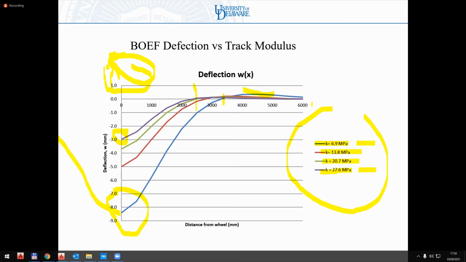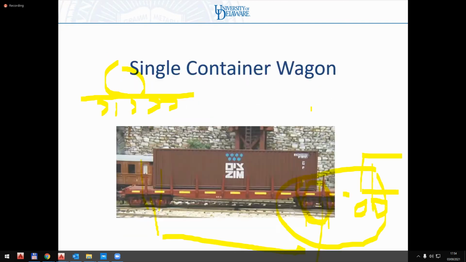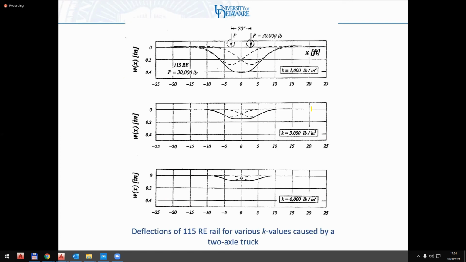Whereas if I have a very soft track, then the adjacent wagon will also have an effect. So let's look at that. So this is the deflection curve. Now I apologize, these curves are all in English units, but we're going to go through them in metric in a few moments. You just bear with me on that.